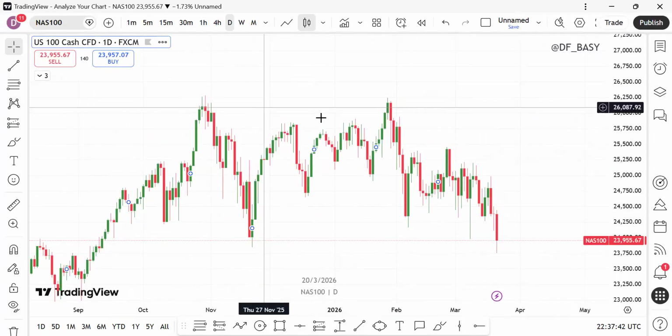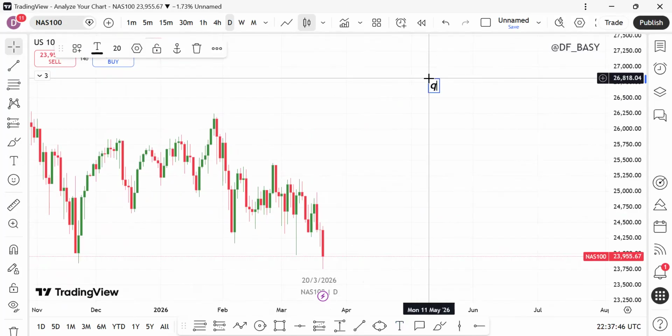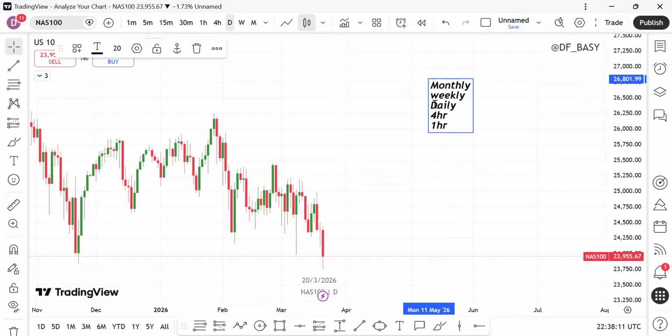from your monthly to your weekly. Let me type this out for you. Breaking down from your monthly, weekly, then daily, we have the 4 hour and 1 hour for, let's say, confirmation, right? So you have breaking down from monthly to your weekly, then to your daily.